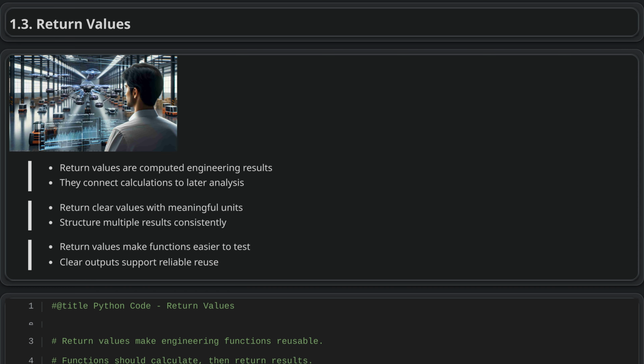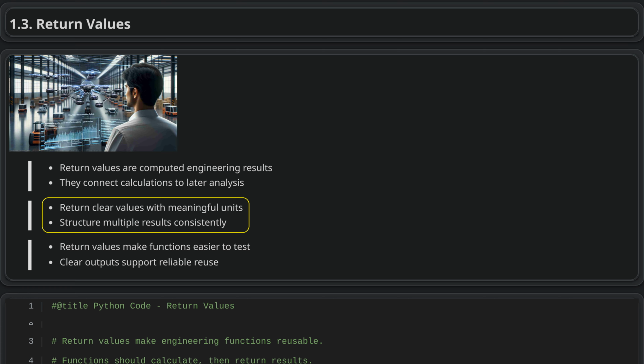Return values. In engineering, a function's return value is the useful result of its calculation, such as a pressure drop or flow rate. Returning the value keeps the calculation separate from reports or displays, making the function easier to reuse. For example, a pressure drop function should return the pressure drop itself so it can support comparisons, energy balances, and other engineering calculations. In chemical engineering functions, return values should be clear, predictable, and suited to the calculation.